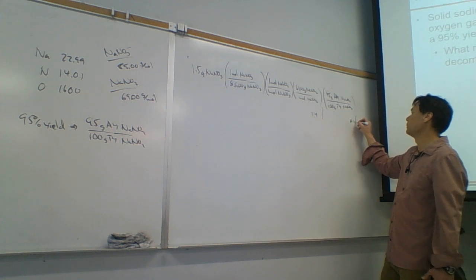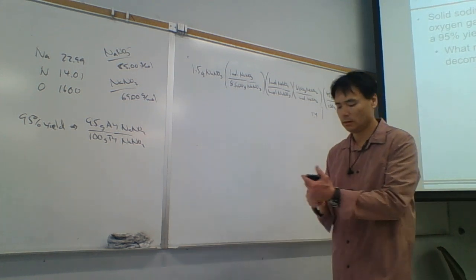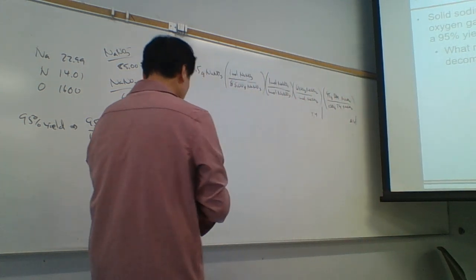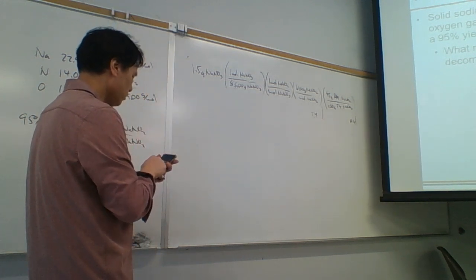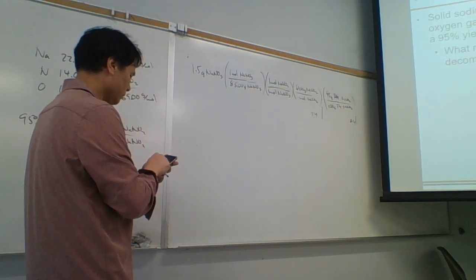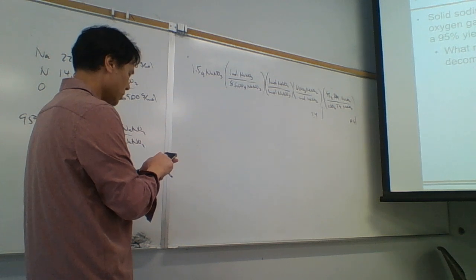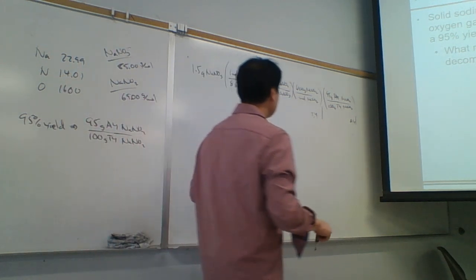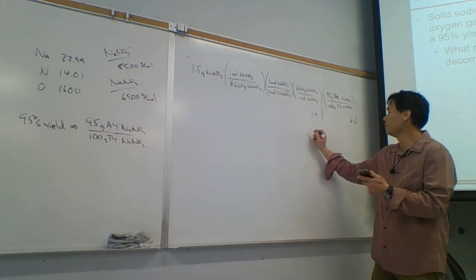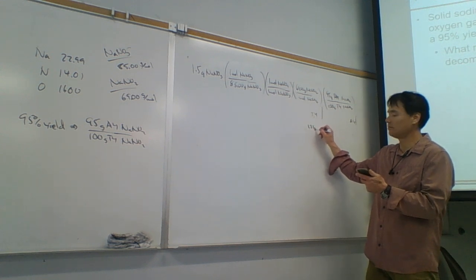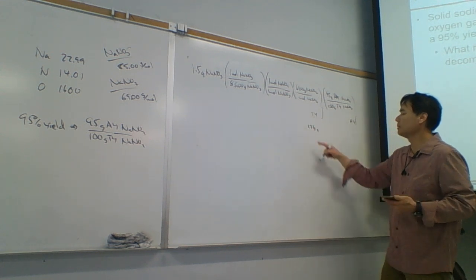Okay, and so this will give me my actual yield here. And so let's calculate this. It's going to be 1.5 divided by 85 times 69. And so my theoretical yield is actually 1.217 grams. But I'm not going to get all of that.